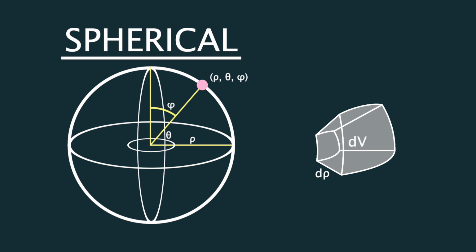Again, it is an arc of a circle, so the arc length formula dictates that the length of the side is going to be rho, in this case our radius, d phi, the vertical angle. All we have left is the d theta term, so let's figure that one out.